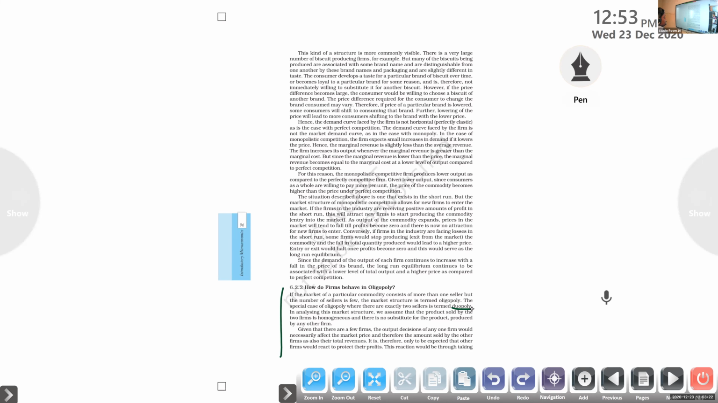Okay. In analyzing this market structure, we assume that the product sold by the two firms is homogeneous and there is no substitute for the product produced by any other firm. So, in a duopoly or oligopoly condition, just imagine there are two firms selling the product. They are producing the same product. Now, there is no difference between these products, right? And there is no substitute for the product.